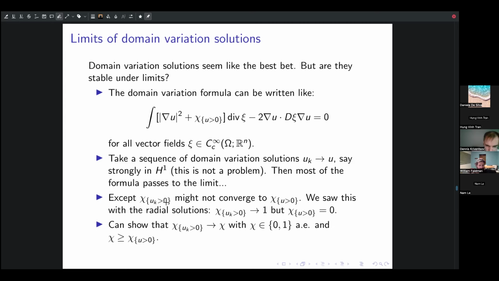What you can show is that there's some compactness for these functions as well. They do converge to a function which is a BV function taking values in {0, 1}. So it's a characteristic function of a set of finite perimeter. But that doesn't tell you that it's the characteristic function of the right set of finite perimeter, the one corresponding to the positivity set of the limit.